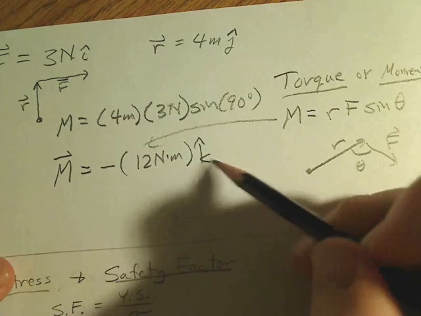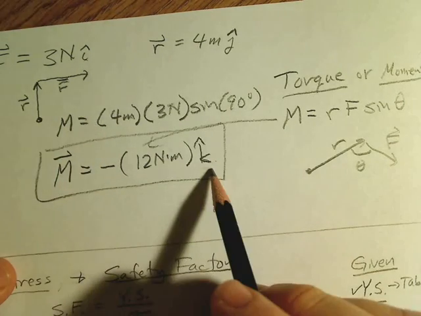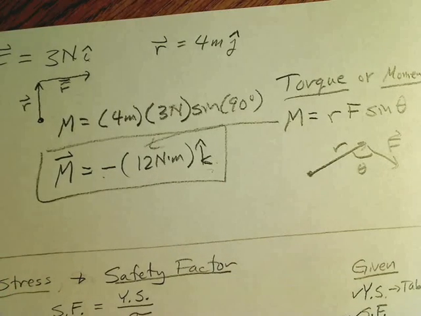Okay, and so there's a direction, negative k hat, and this is what we would be looking for. This is the moment with magnitude and direction. It's going into the page, but that's the minus sign.